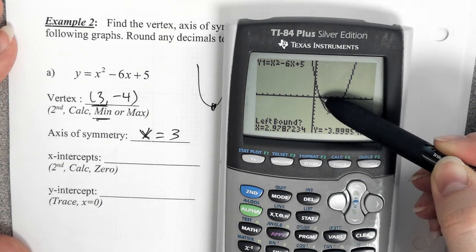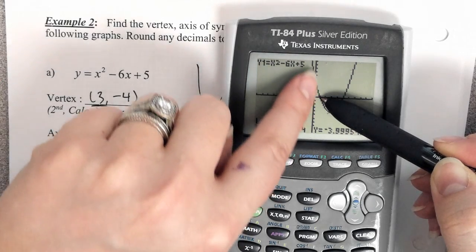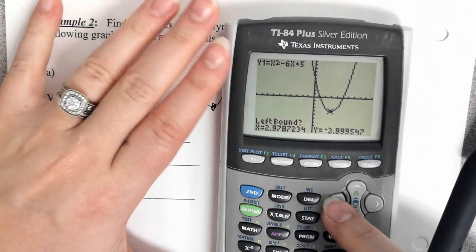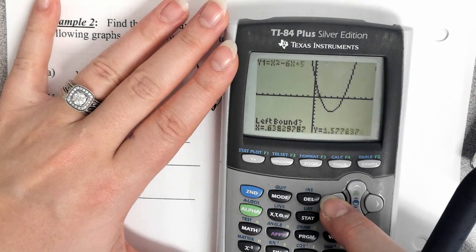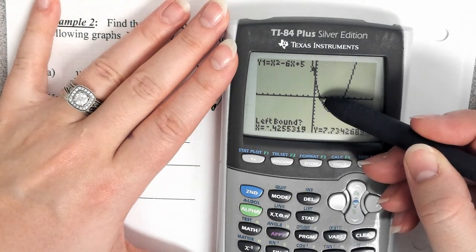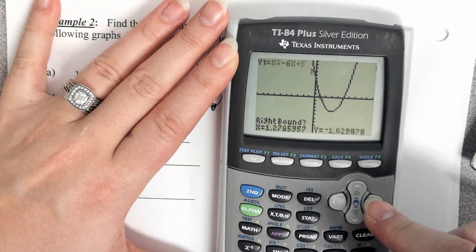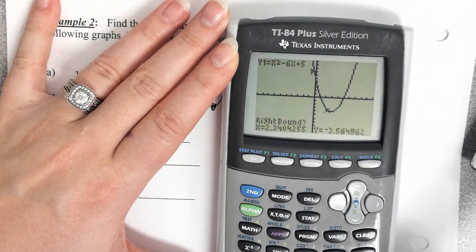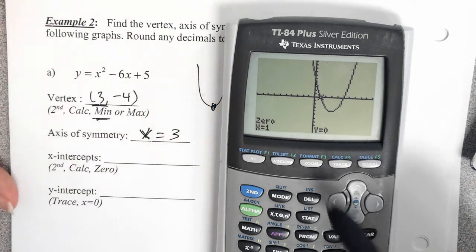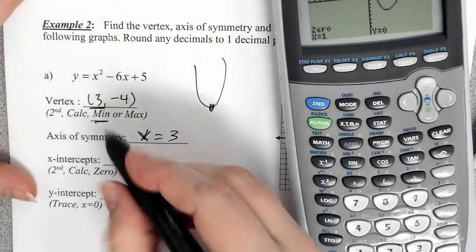So if I want to be left of this x-intercept, I need to be further to this side of my graph than this point right here. So I need to scroll until my cursor gets to the left of this location. Then hit enter. Then move your cursor until you get to the right of that location. Then hit enter. And my first x-intercept is 1, 0.